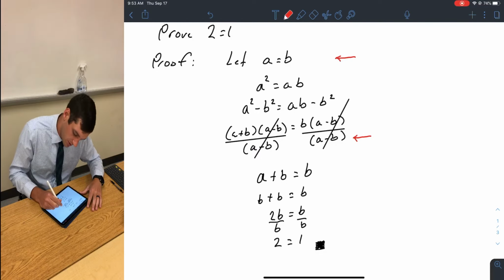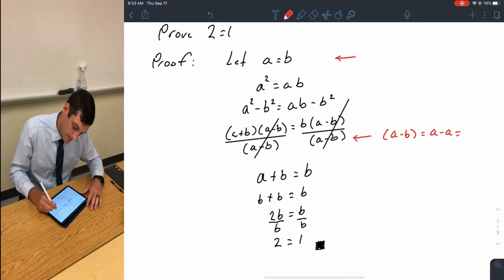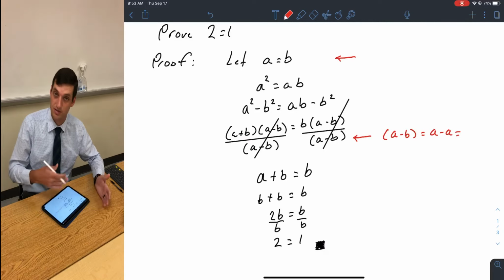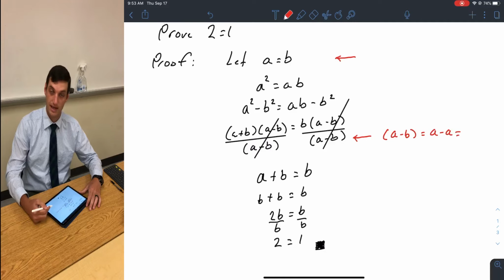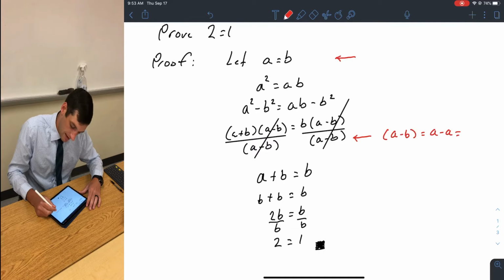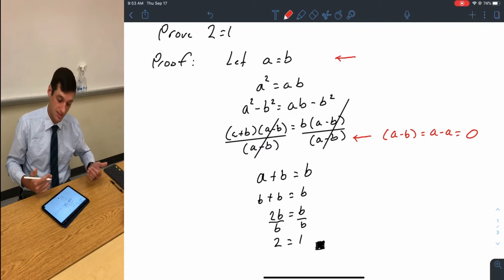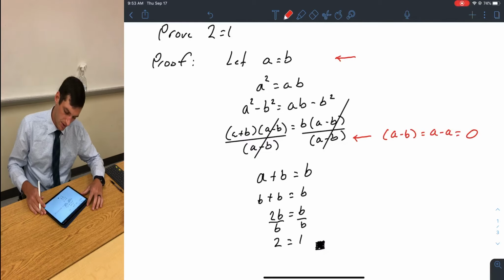So I'm going to use what's called the substitution property, which we'll talk about later. So I have A minus B. This is equal to A minus A. It's also equal to B minus B because of the substitution property. So what I did was, since A equals B, I just plugged A in for B. A minus A would equal 0. Any number minus itself is 0. So what happened here? Well, we divided by 0.